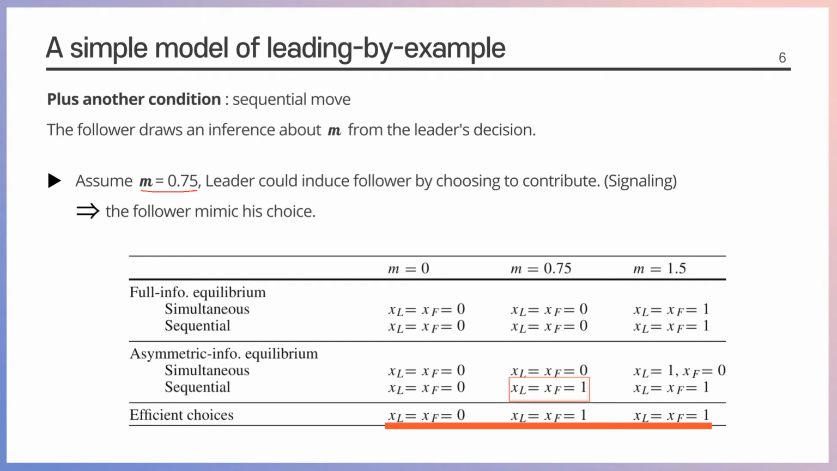This table is a summary of what I said. We can find that only with the conditions of an asymmetric information environment and a sequential move could both players achieve total payoff maximization.